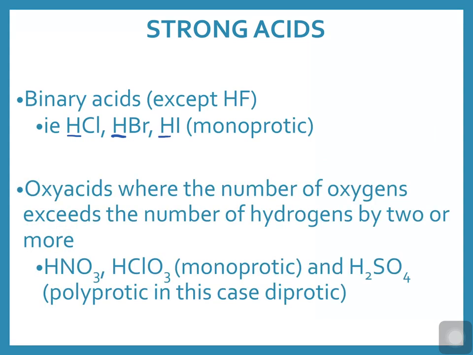And then oxyacids are when the number of oxygens in a molecule is more than the number of hydrogens by at least two. So HNO3, nitric acid, I have one hydrogen and three oxygens, so I have two more oxygens than hydrogens. So that's an oxyacid. I have one and three again, so I have two more. And H2SO4 once again, two more. It can be three more, but it has to be at least two more oxygens than hydrogens. So nitric acid, chloric acid, and sulfuric acid are all examples. Nitric and chloric acid are both monoprotic because they have one hydrogen, whereas sulfuric acid is specifically diprotic, but more generally we call it polyprotic, just meaning that it has more than one hydrogen.